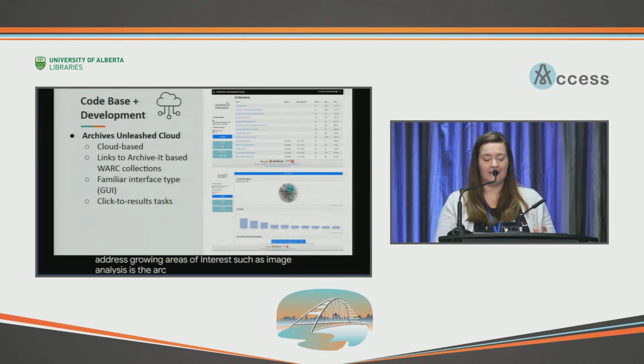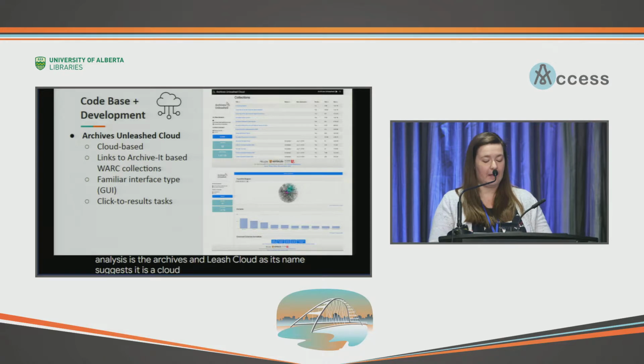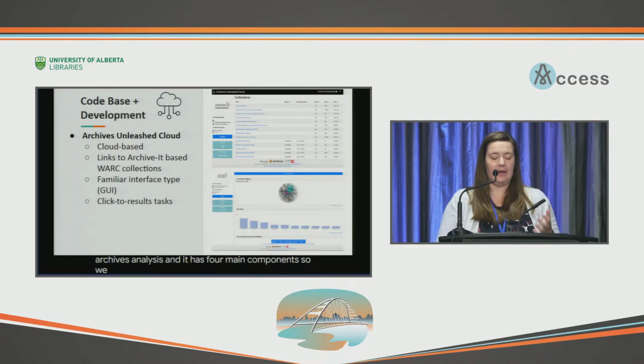The second piece is the Archives Unleashed Cloud. As its name suggests, it is a cloud-based platform for web archives analysis, and it has 4 main components. So we have that auth code base. On the back end, we have Rails, and then we have that user face for our users.